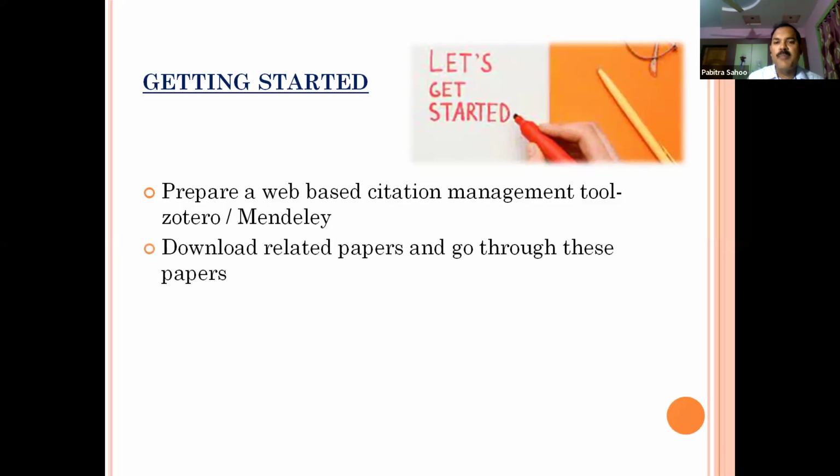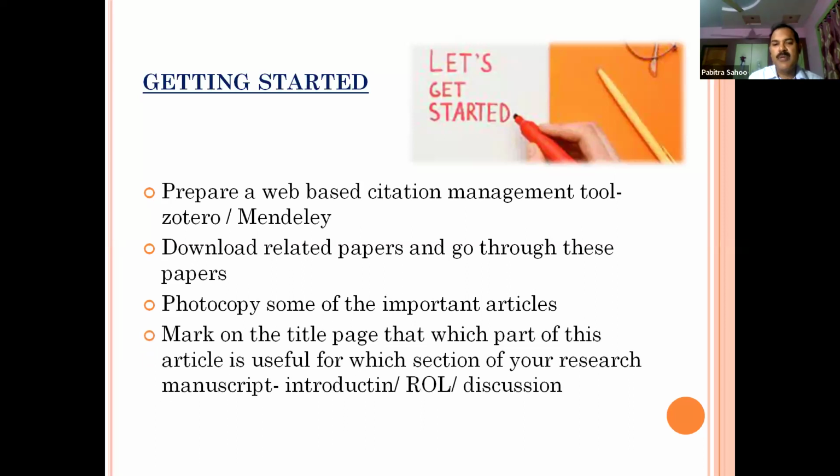Then, go to the papers and go through these papers. Suppose you have planned for correction of a spastic deformity. So, what is the related literature? You download all these articles, then you go through the details of these articles. Suppose you have planned for a surgical correction or a correction by botulinum toxin. So all the related articles published on surgical correction or correction by botulinum toxin, photocopy all these important articles. And in that article, on the title page itself, mark those parts of the articles which are useful for different sections of your proposed article. Some part may be helpful for writing your introduction. Some part may be helpful in your literature. Some part may be helpful in the discussion part.